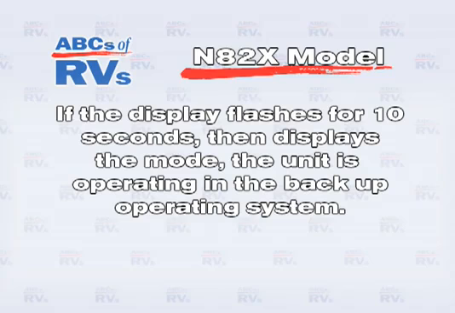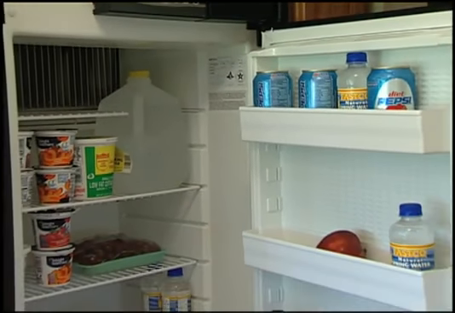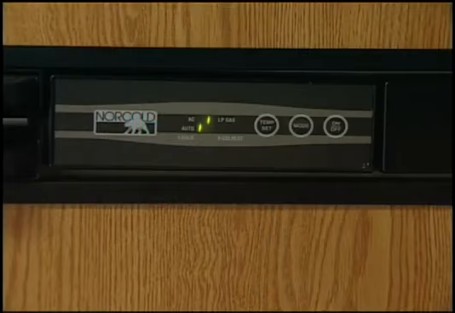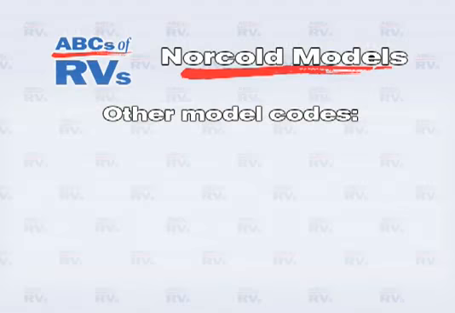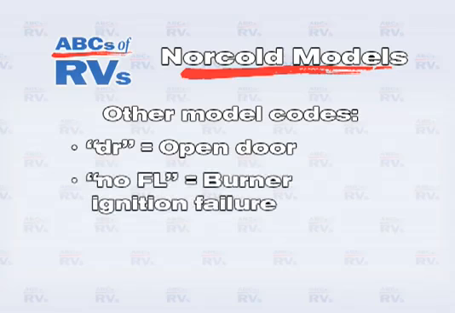A C indicates DC voltage to the control panel is too low. If the temperature setting flashes for 10 seconds and the mode appears, the refrigerator is operating on the backup operating system. This system provides a means for the refrigerator to cool in the event of a temperature sensor failure. It will provide adjustable cooling until the unit can be serviced and restored to normal operation by a Norcold service center. Other models will have similar fault codes and meanings such as DR for an open door, and often have an audible alarm as well.